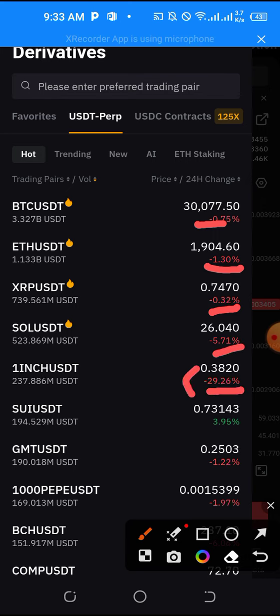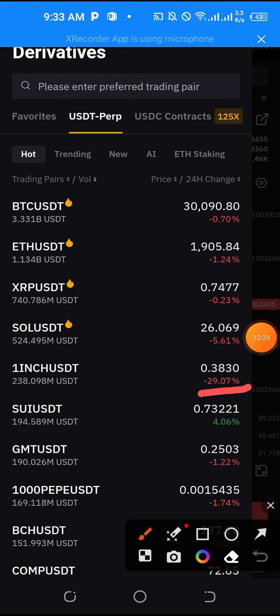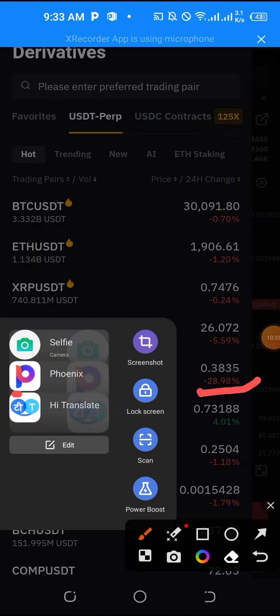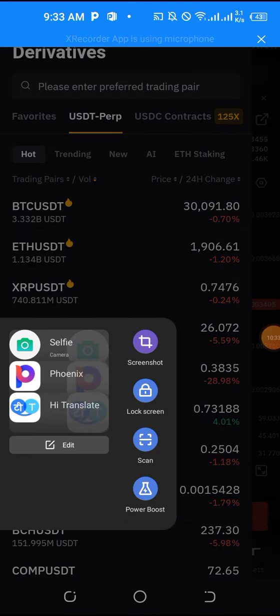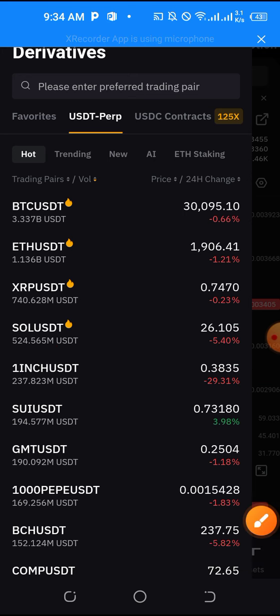Let's see something. Where is it? Okay, it's currently at minus 28. Okay, yeah, this is it here. This is the coin here. And then this is the price. And this is what we are looking at, this minus 29 here now. So I'm going to click on this coin. Now let's click on the coin.